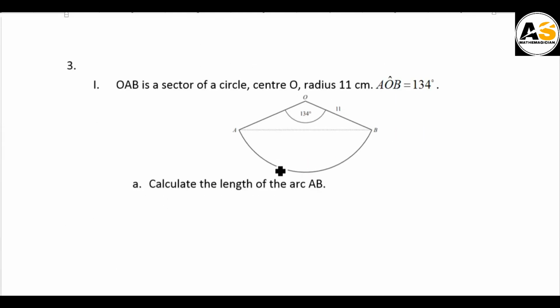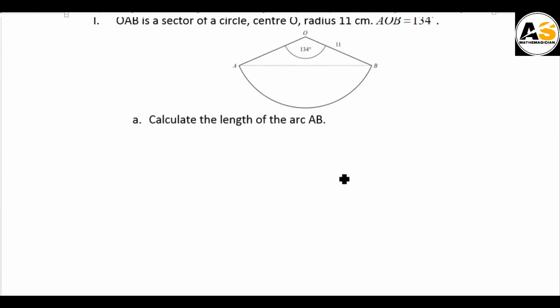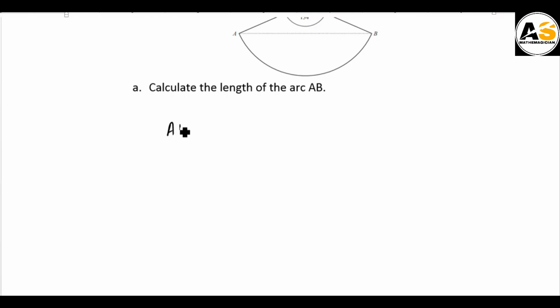Our third question. We are given a sector OAB of a circle whose center is O and radius is 11. Angle AOB is 134 degrees. We have to find the arc length AB. Very straightforward. Arc length AB will be calculated as 134 over 360 into 2 into pi into r, which is 11. When you simplify it with your calculator, you will get your answer 25.73 centimeter.